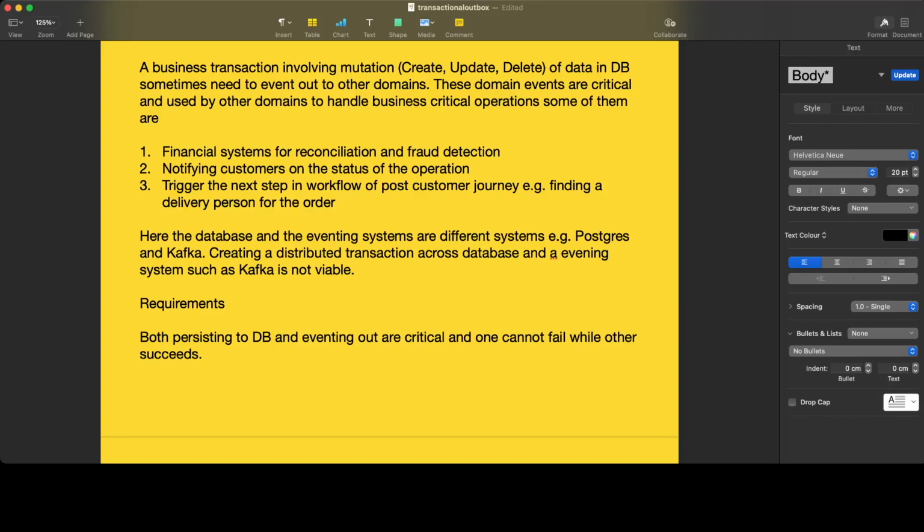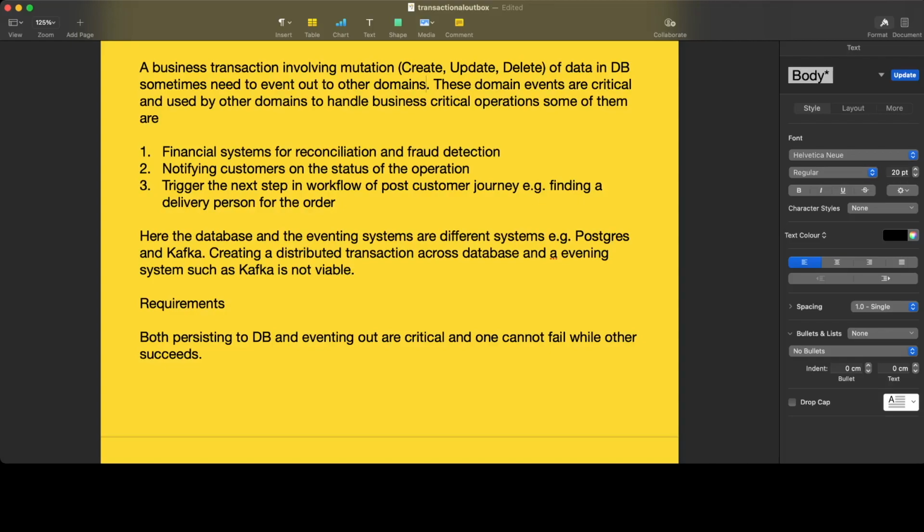Notifying the customers on the status of the operation. For example, after submitting an order on e-commerce sites, we might get a notification that the order is expected to be shipped at such and such time. Your order is received and the payment is successful. This makes sure that the customers understand what is happening, and also get a confirmation that their order is successful.